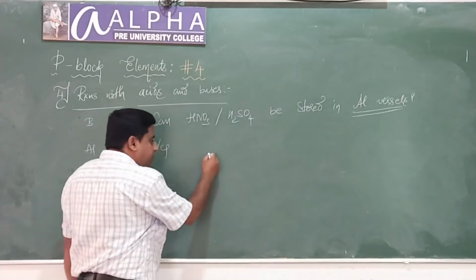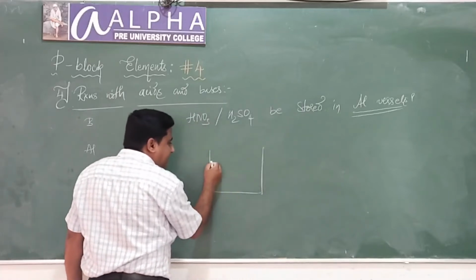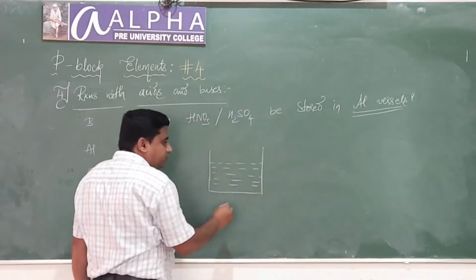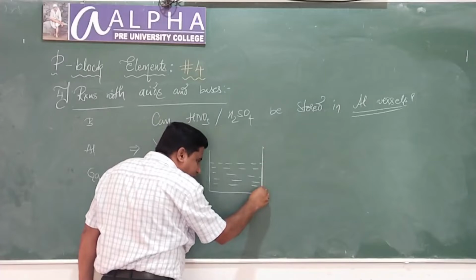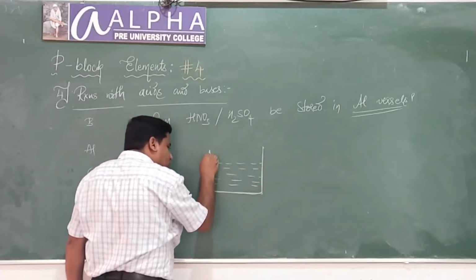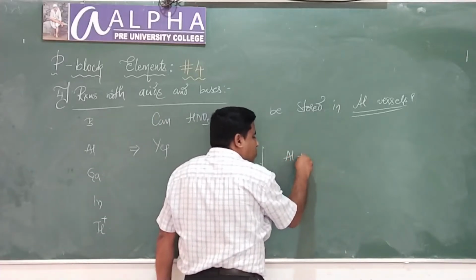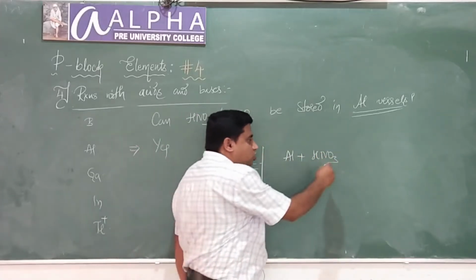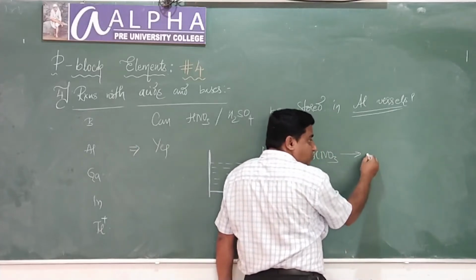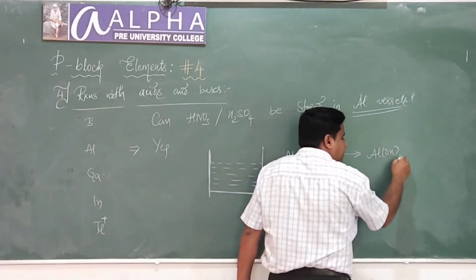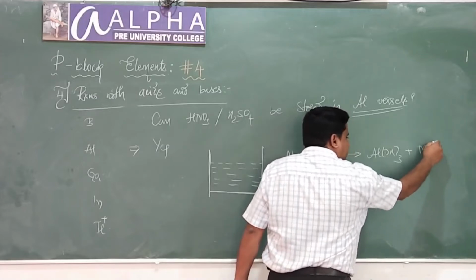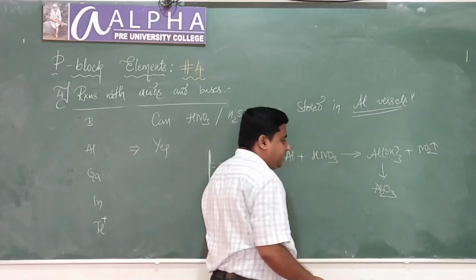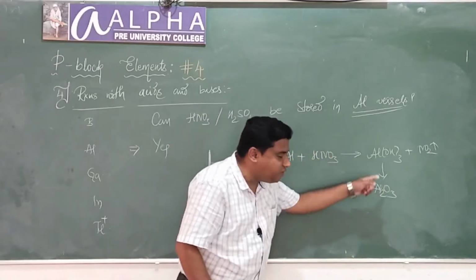Why? Look here. When nitric acid or sulfuric acid is stored in an aluminium vessel, the inner layer of aluminium will react with nitric acid to form what? Aluminium hydroxide, and it liberates nitrogen dioxide. This aluminium hydroxide will further decompose to give what? Aluminium oxide.